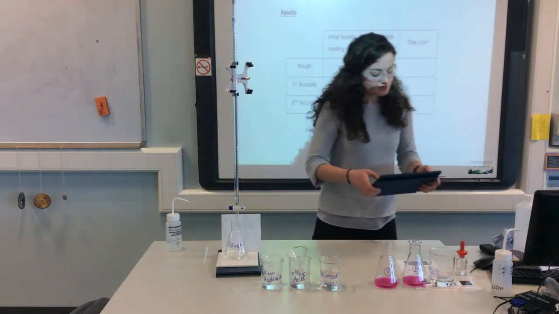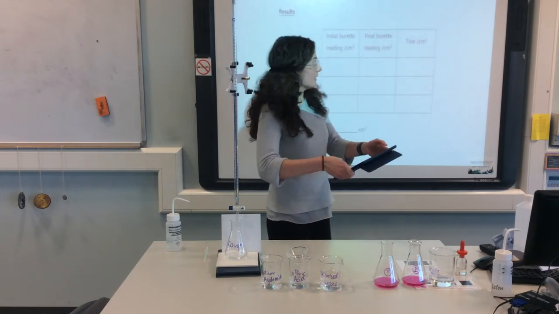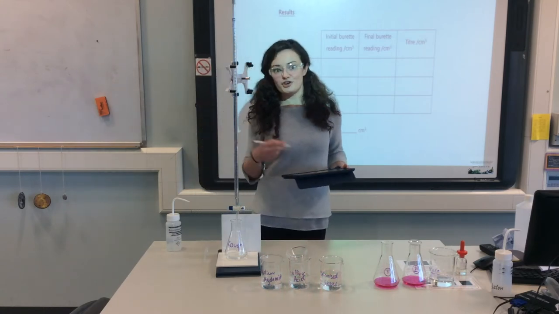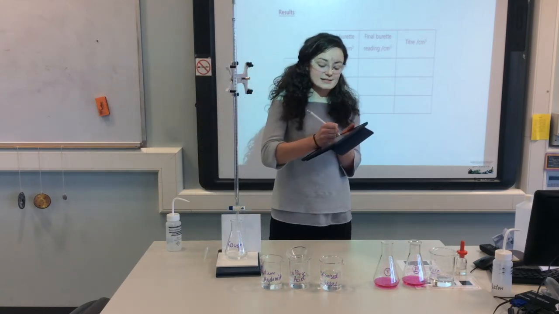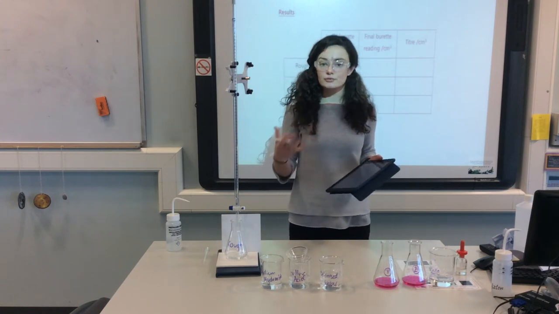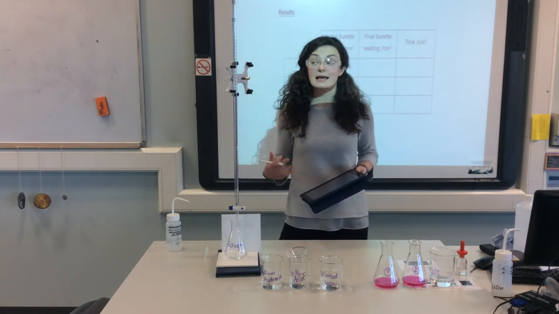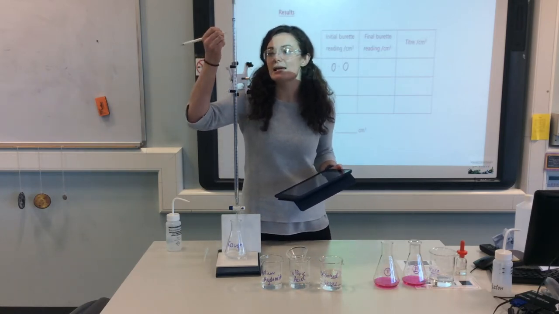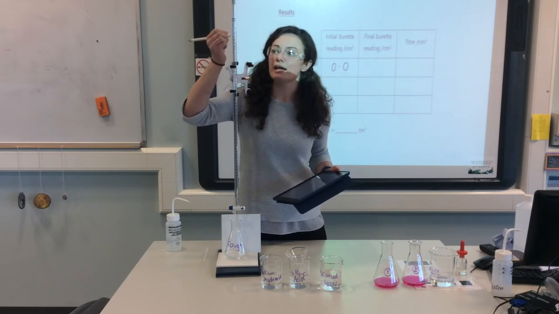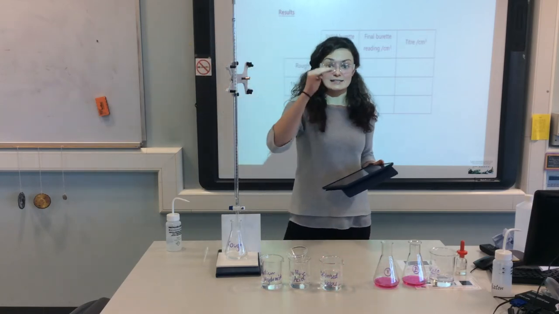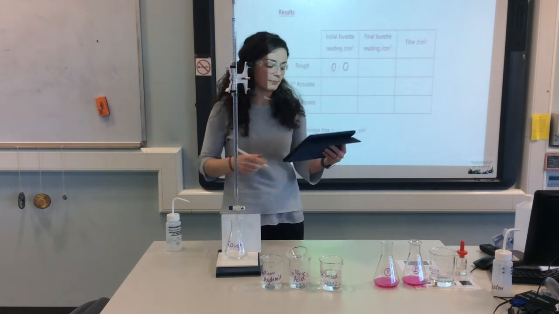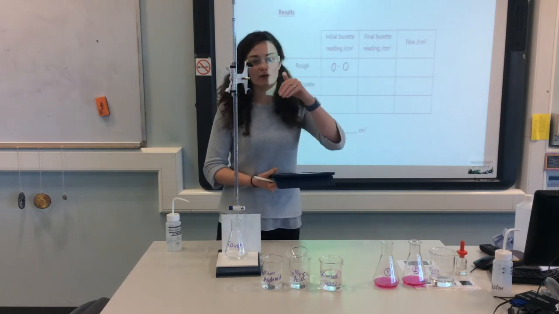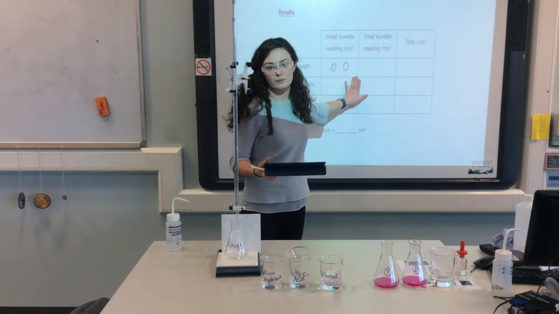Okay, so this is your results table at the bottom of page 25. Hopefully you can see that okay on the screen. Our initial burette reading, and we should have written that in before, was 0.0. You've got to record your results to one decimal place, because that's the smallest measurement of our burette. You probably can't see from the video, but the readings are divided into 10 separations between 0 and 1, for example. So it's to one decimal place. Even though we could say that's right on 0, it needs to be 0.0.